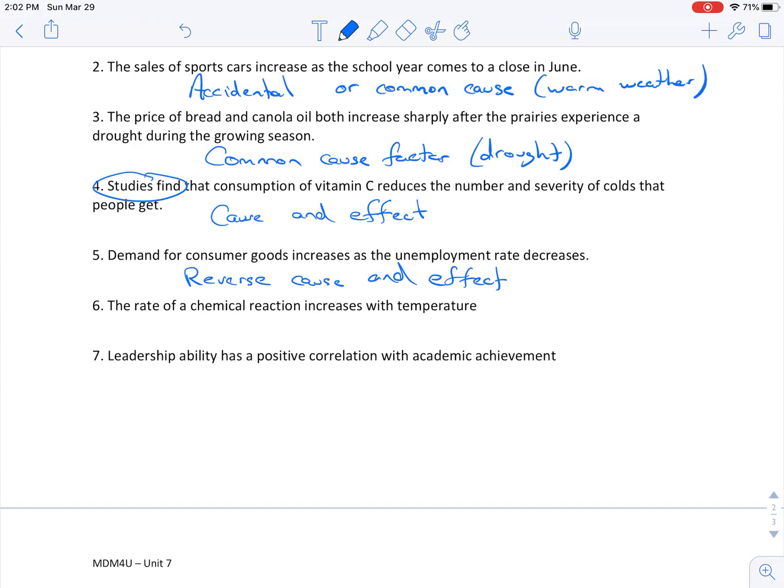Next one goes to a science one. Often these ones are just simply cause and effect, but let's check: rate of chemical reaction increases with temperature. And so yes, cause and effect. And the last one says leadership ability has a positive correlation with academic achievement. Yeah, generally people who are good leaders do well at school, but not always the case. So this is kind of a presumed cause and effect.